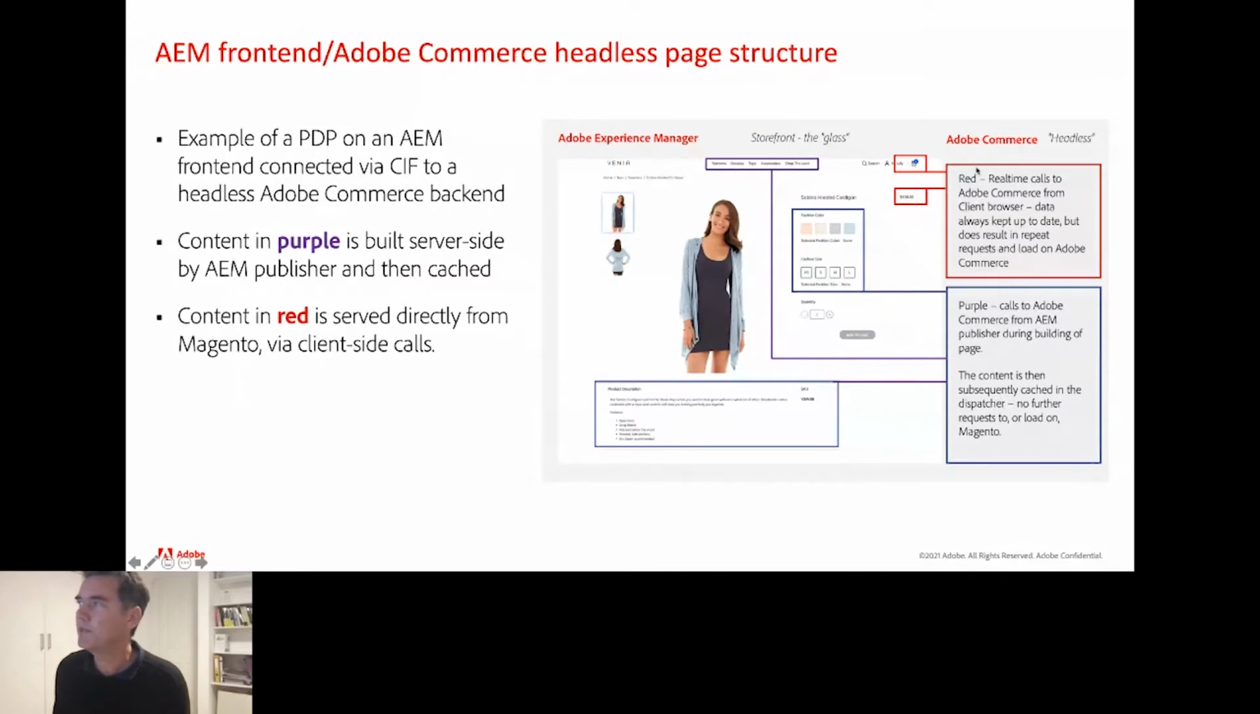The areas in red are real-time calls to Adobe Commerce from the client browser itself. So data here is always kept up to date, but it does result in repeated requests and load on Adobe Commerce. However, this is necessary for things like the shopping cart and also price information if it's intended to be kept up to date in real time.